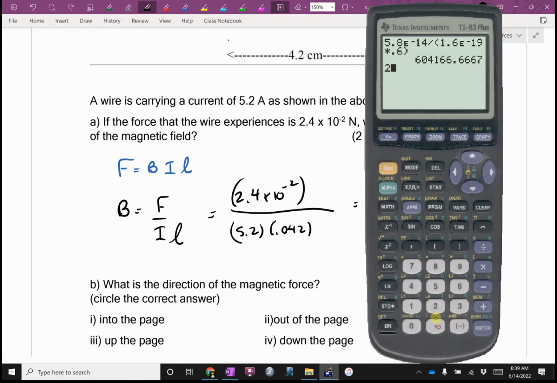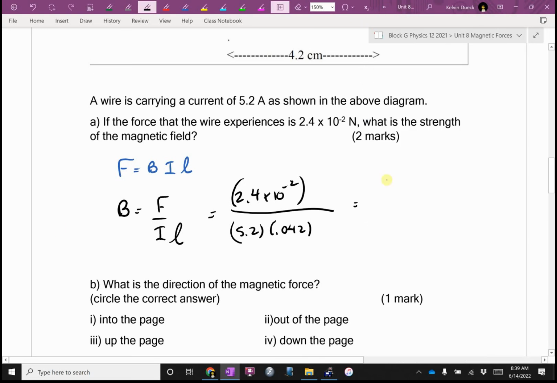And I'm going to get a magnetic field strength of... Check for typos. I do have a typo. 2.4 times 10 to the negative 2, 5.2 amps, 0.042. I get 0.11 teslas. Fairly big magnetic field. Not crazy big, but pretty big. If you got that, 2 out of 2. Otherwise I would give you a half mark for that, half mark for that, and a half mark for the numbers. If you accidentally used the 8 centimeters, I would give you a 1.5 on this question.